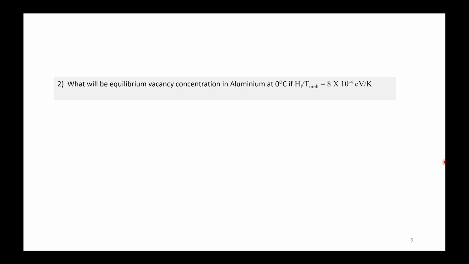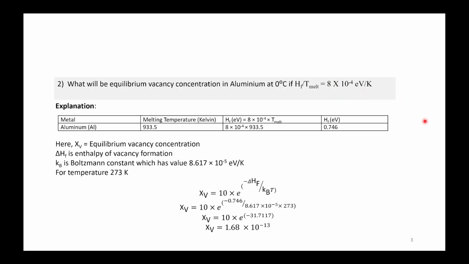Okay, so the next question is: what will be the equilibrium vacancy concentration in aluminium at 0 degrees Celsius if HF upon T melting is 8 multiplied by 10 to the power minus 4 electron volt per Kelvin? Now, your answer: firstly you have HF upon T melt. So T melt you should know for aluminium is 660 degrees Celsius. So you can convert it into Kelvin. Then using that you can calculate HF. So you'll be getting HF as 0.746 electron volt.